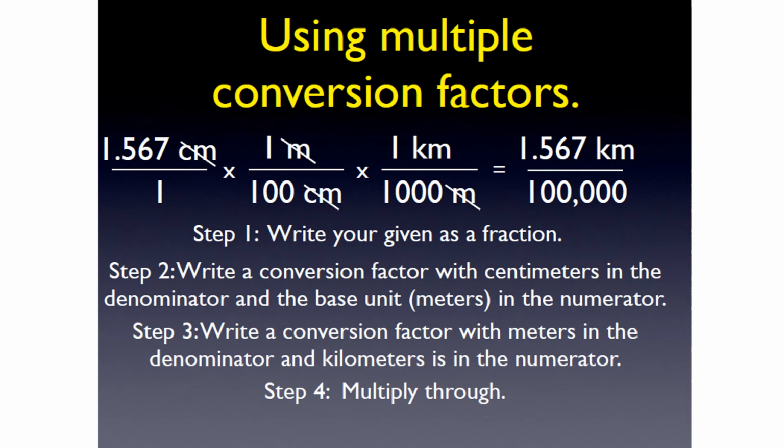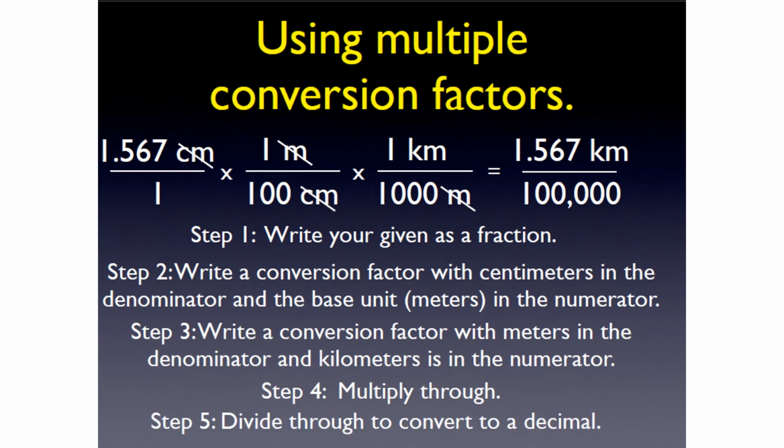Step 4, multiply the numerators through, multiply the denominators through. The unit that is left standing is the kilometer, which is what you were hoping for because that is what you are trying to convert into. And then divide through to get a decimal. As far as sig figs go, these numbers right here do not have sig figs. They are exact numbers. So your sig fig is based on your given, which is 1.56, which is why your answer will have 3 sig figs when you get it.